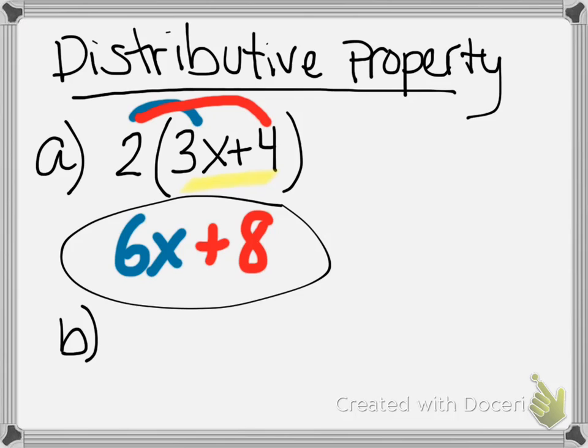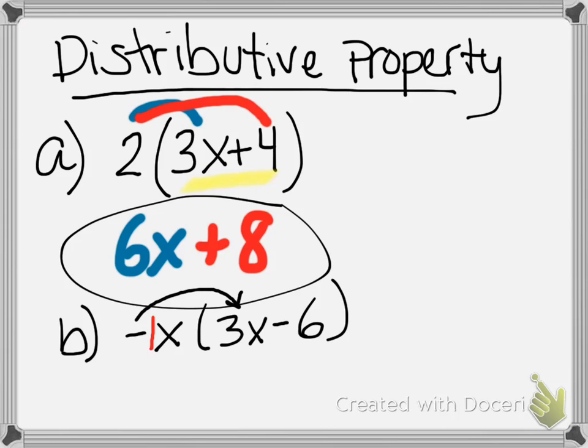Here's another one. Okay, so negative x is the same thing as negative 1x. Remember that understood 1, that coefficient that's out there? So put a 1 there if you want to. You won't see the 1 in a textbook, but you can put a 1 there if it helps you think about it. So negative 1x times 3x, negative 1 times 3 makes negative 3. X times x makes x squared.